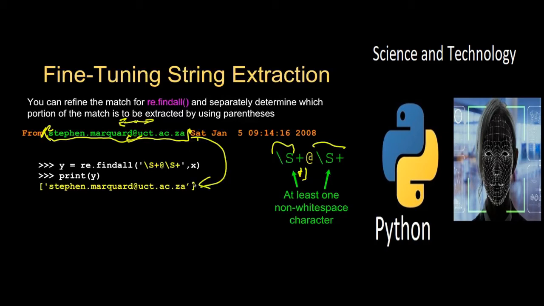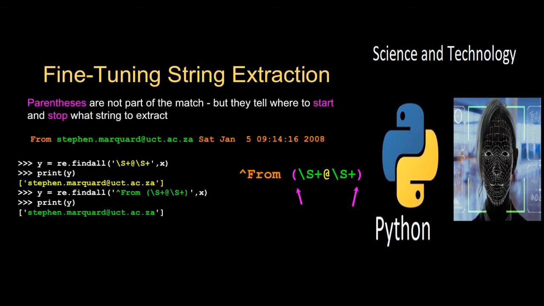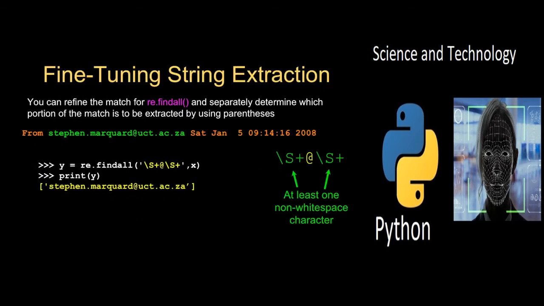Now, of course, we've done that before with other techniques. So that's just another way to pull stuff out. Now, we get this whole thing, but what if that's not exactly what we wanted? We can give it a matching string that's different from the extracting string by adding parentheses.